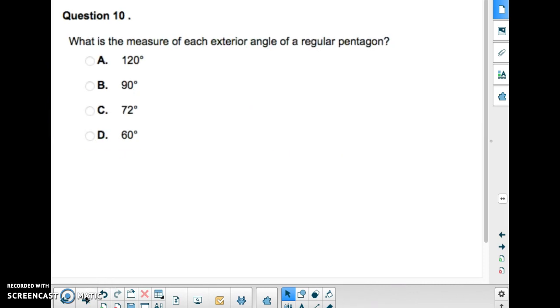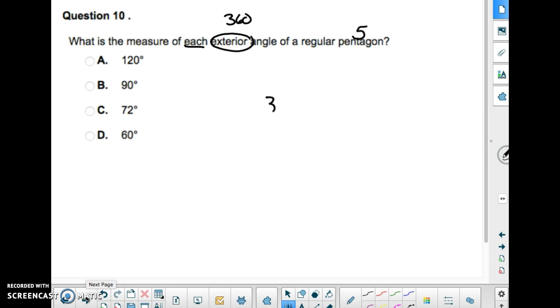Question 10. What's the measure of each exterior angle of a regular pentagon? So a pentagon has 5 sides. So exterior means you always take 360. It's regular, so they're all going to be divided into 5 equal parts. So when we divide that out, we get 72.